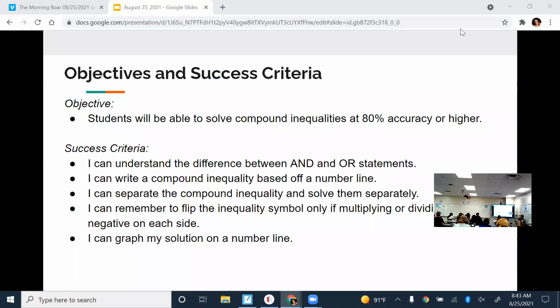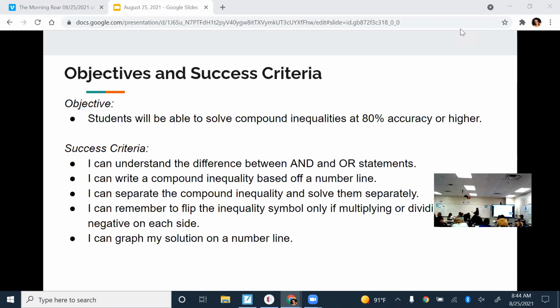So today's objective is to be able to solve compound inequalities. So now it's two inequalities put together. You need to be able to understand the difference between "and" and "or" statements. So we'll talk about that in a second.